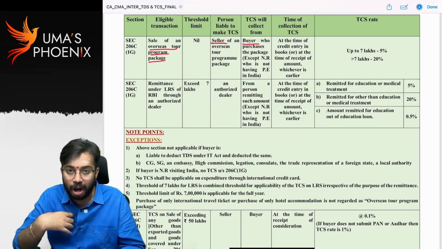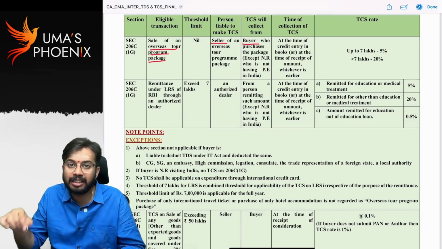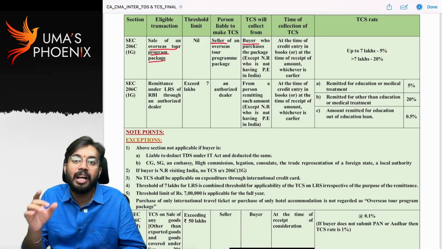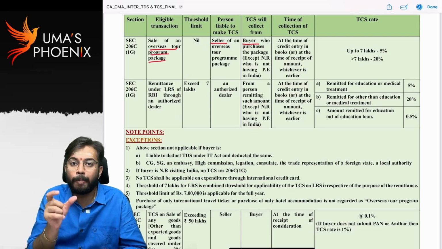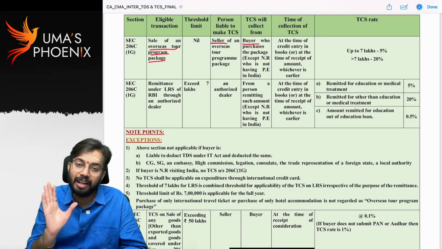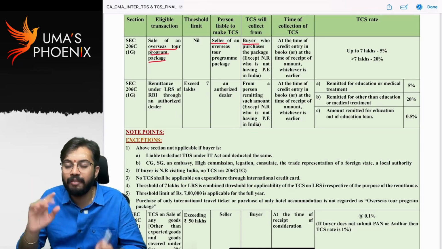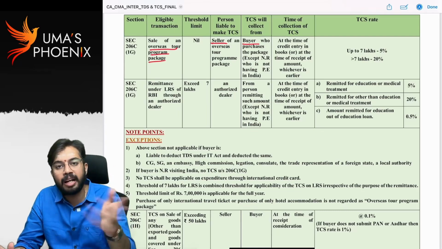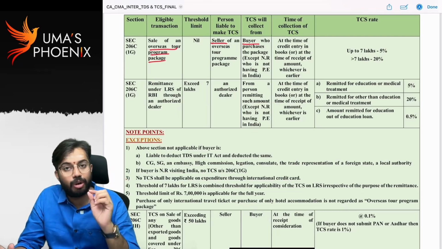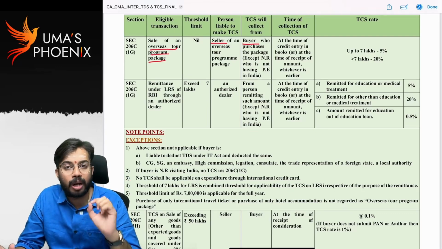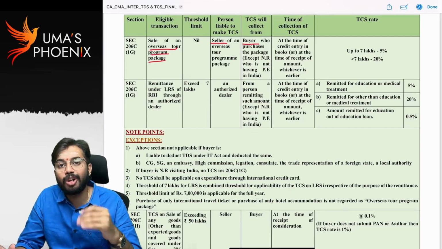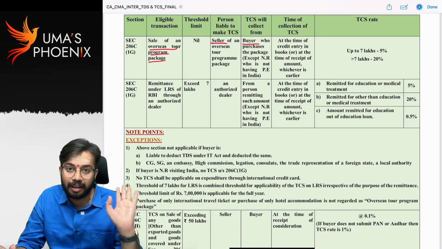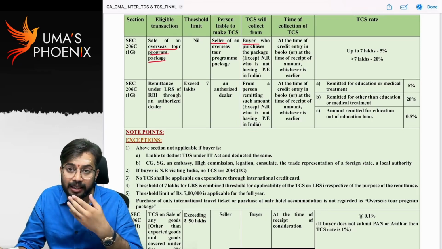However, if I am a non-resident and I do not have a permanent establishment in India, then Make My Trip will not collect TCS. If the buyer of an overseas tour program package is a non-resident who does not have PE in India, very simple. If the person purchasing the tour package is a resident, mandatorily TCS will be collected under section 206C(1G). If the buyer is a non-resident not having PE in India, then TCS will not be collected. Okay. What is the rate of TCS?